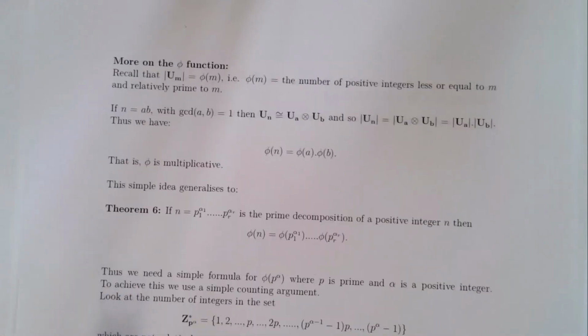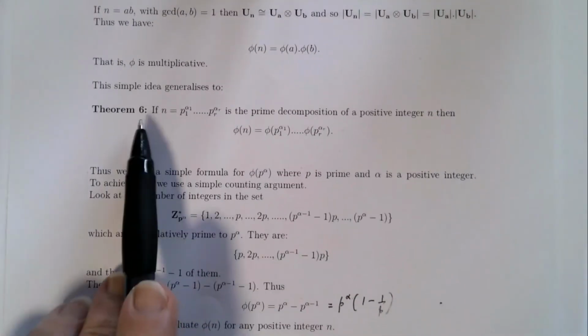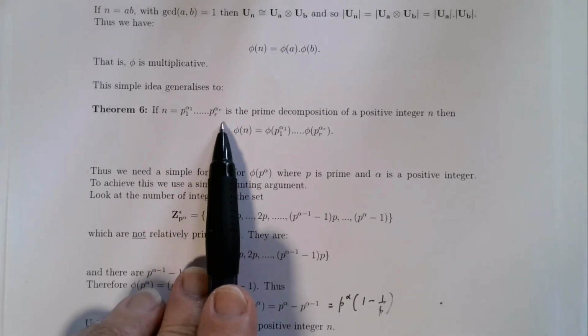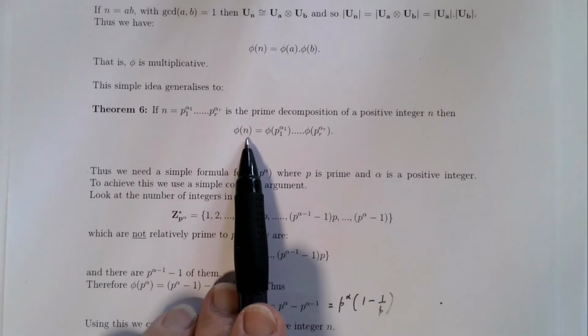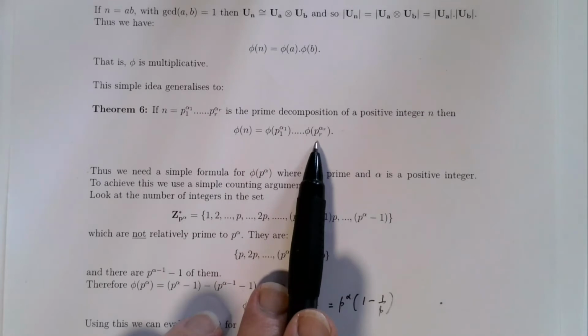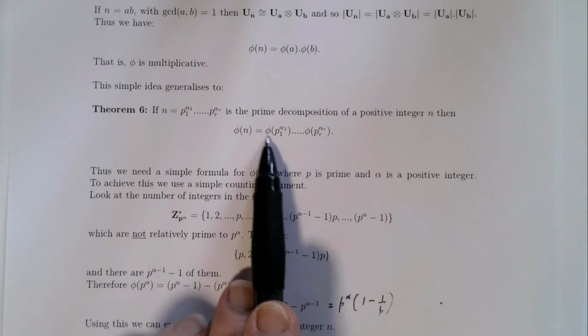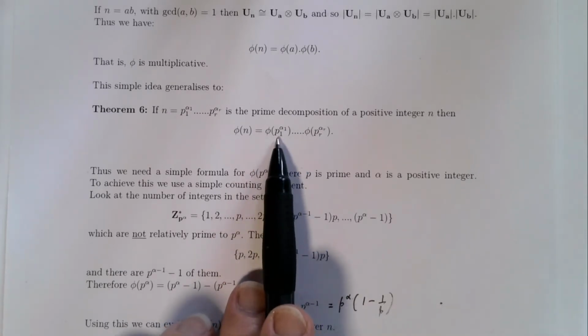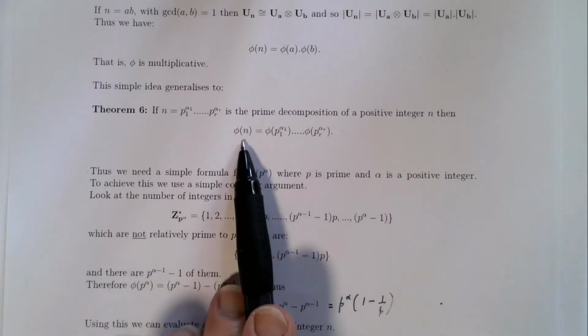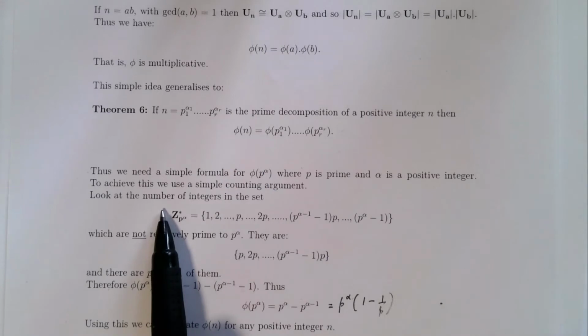Now this simple idea generalizes to give us the following theorem. If we take the prime decomposition of n into its prime factors in the usual way, then phi of n is just the product of phi of each of these factors, so phi of p1 to the alpha 1 and so on. So what we'd like then is a nice simple formula for phi of p to the alpha. If we know what phi does to a power of a prime, then from this we can work out what phi does to anything. So we're going to do this by a simple counting argument.